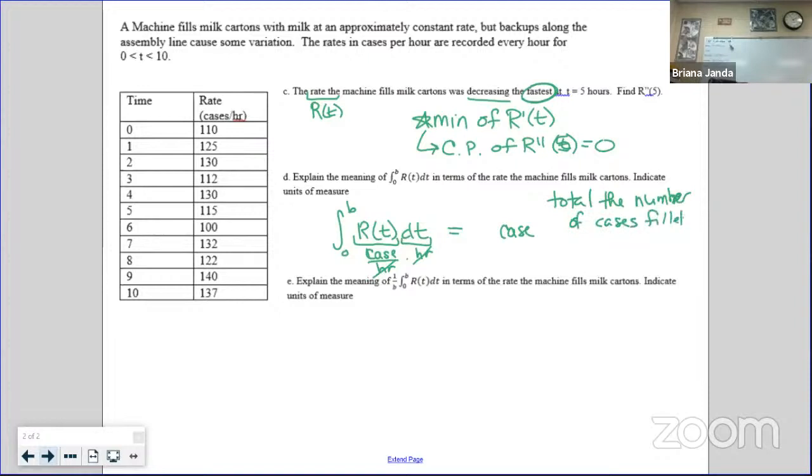filled by time equals b. Okay? Use the labels to help you.